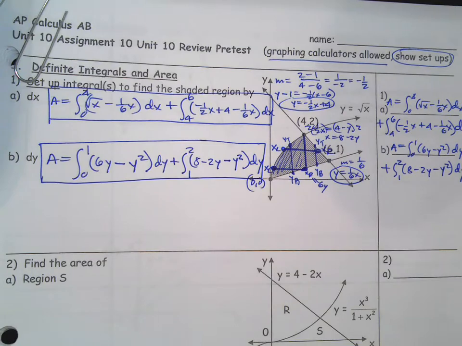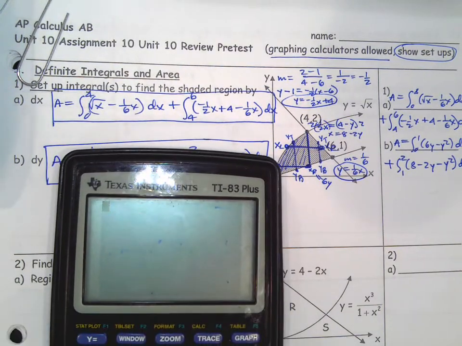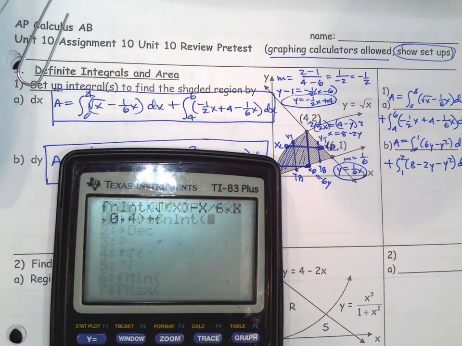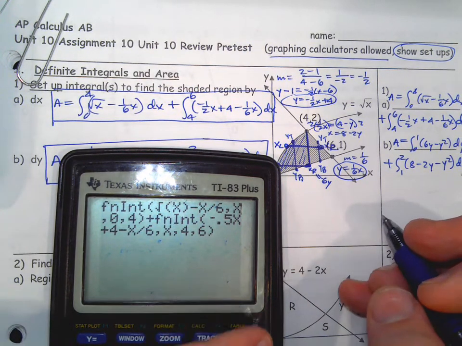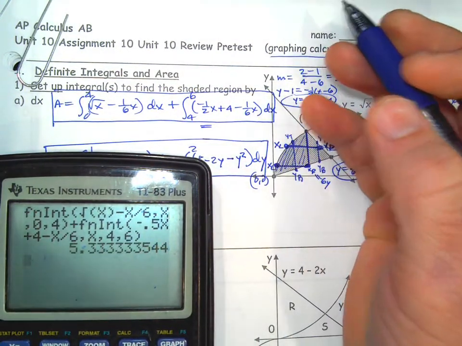Now, if we want to, we could check our answers just to see. We could do math 9, square root of x minus x over 6, comma x, comma 0, comma 4, plus math 9, negative 0.5x plus 4 minus x over 6, comma x, comma 4, comma 6, just to see what we get. Should get the same thing both ways. Now, if you don't erase anything.